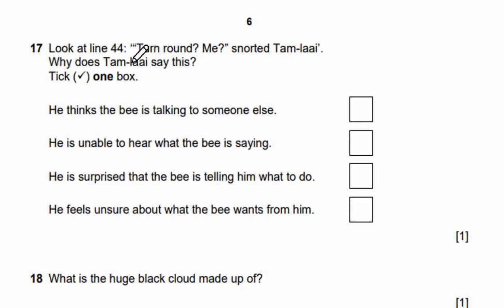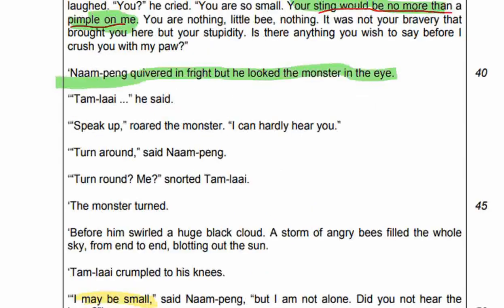Let's see line 44. So here we go, line 44. "Turn around me," snorted Tam Lai. The monster turned. Before him swirled a huge black cloud. A storm of angry bees filled the whole sky from end to end, blotting out the sun. So Tam Lai crumpled to his knee.